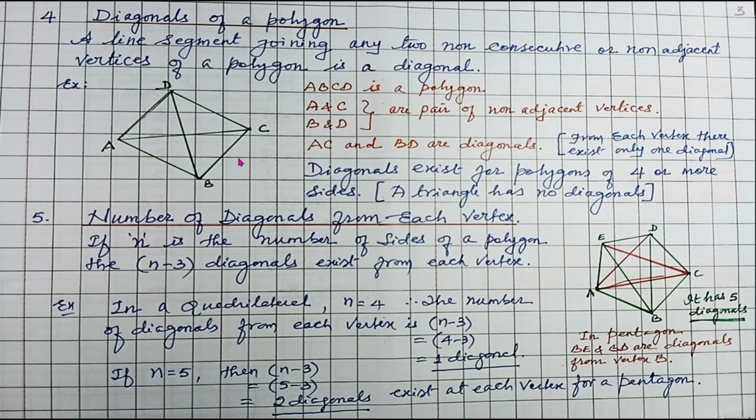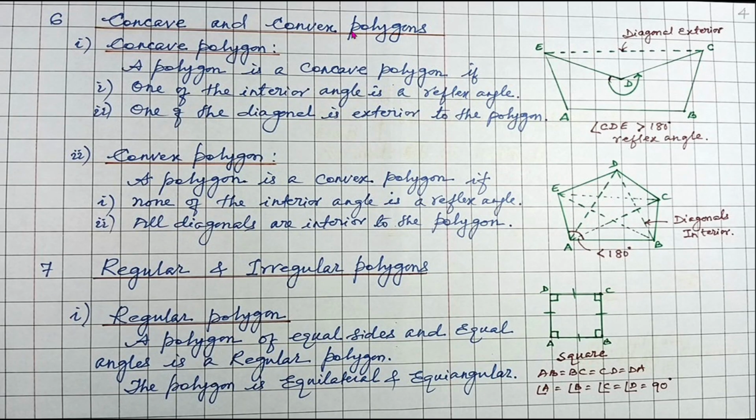Now, the number of diagonals from a vertex. Supposing here there are 4 sides, and 4 minus 3 is 1. So therefore, there is 1 diagonal from each vertex. See, A has 1 diagonal, B has 1 diagonal, C has 1 diagonal, D has 1 diagonal. Now, if you take this polygon, it is a 5-sided polygon, a pentagon, and 5 minus 3 is 2. Therefore, there are 2 diagonals from each vertex. Therefore, if there are n sides in a polygon, the number of diagonals from each vertex is n minus 3. 5 sides, 5 minus 3 is 2 diagonals. 4 sides, 4 minus 3 is 1 diagonal from each vertex. Remember that.